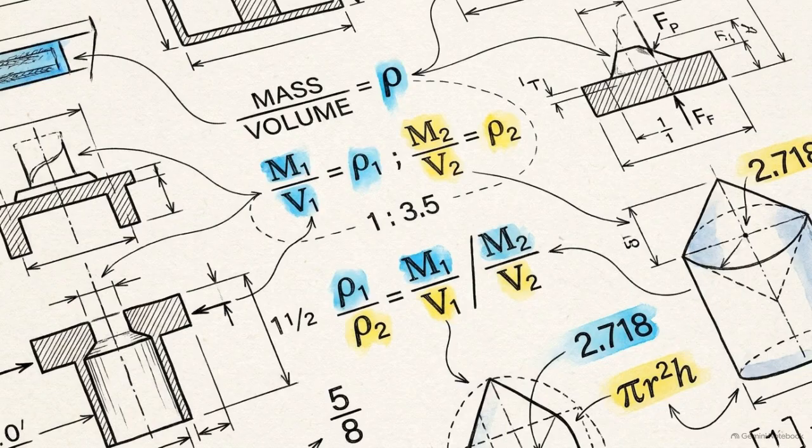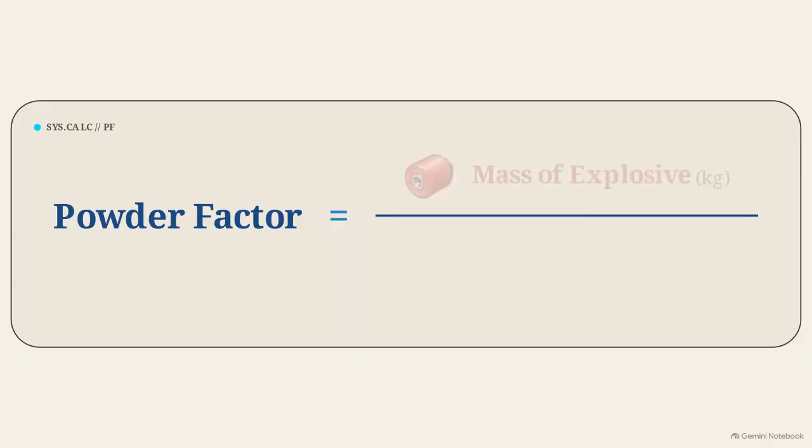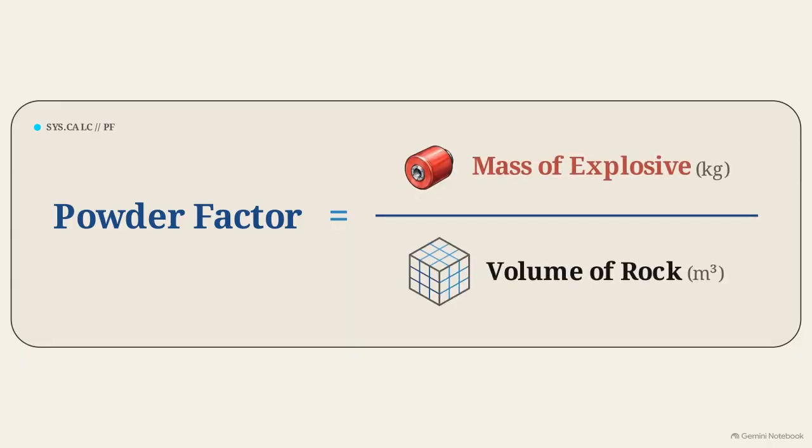The metric used to judge the efficiency of this entire process is the powder factor. Powder factor is the amount of explosive used per unit volume of rock blasted.